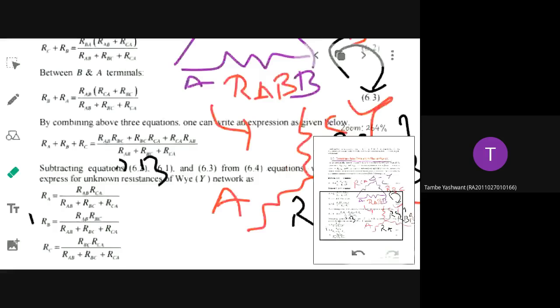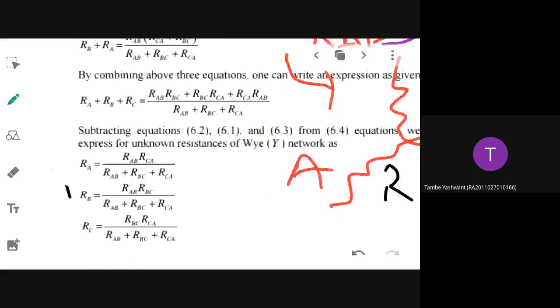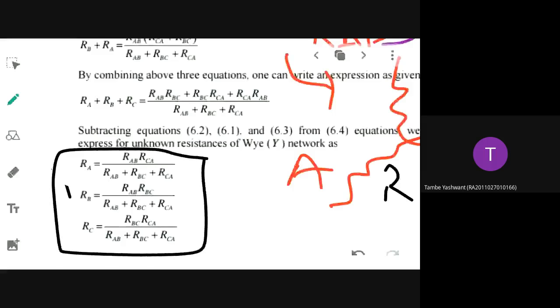These are the three sets of formulas. What is the formula for RA? RA equals RAB times RCA divided by RAB plus RBC plus RCA. Similarly, RB is given by RAB times RBC divided by RAB plus RBC plus RCA. RC is given by RBC times RCA divided by RAB plus RBC plus RCA.